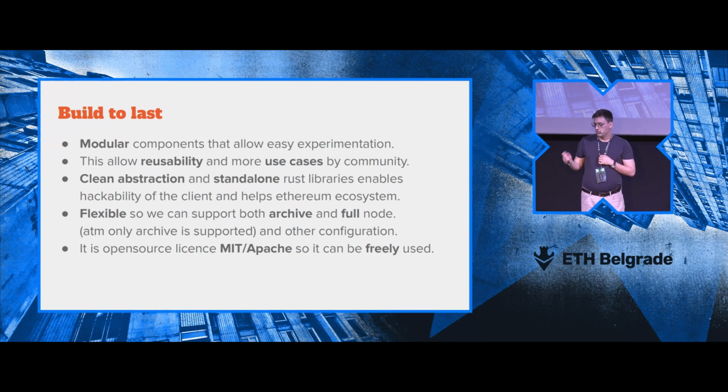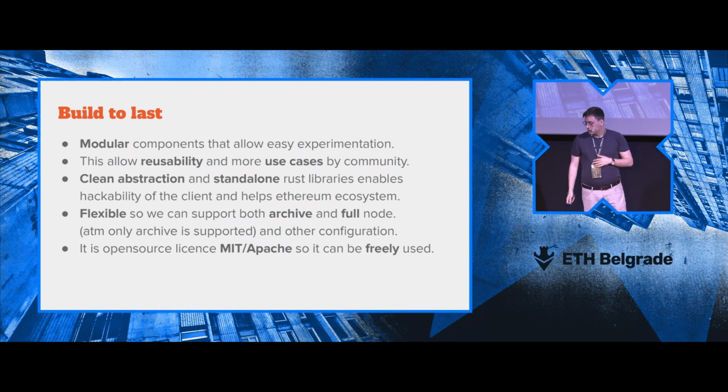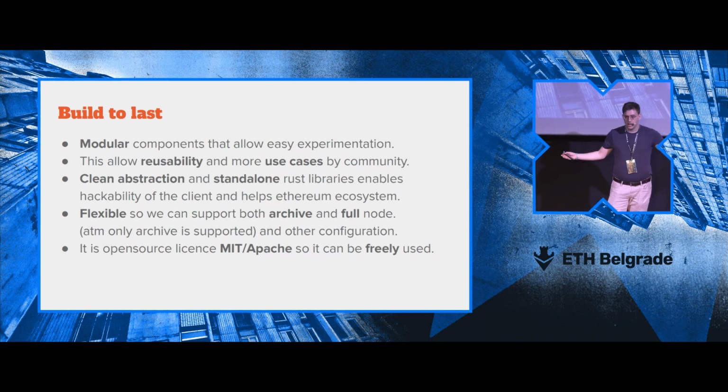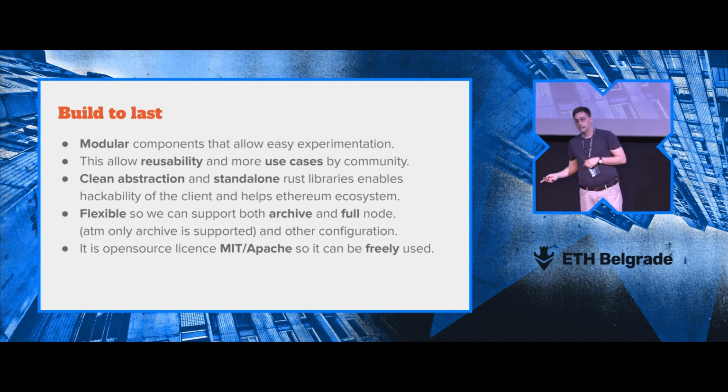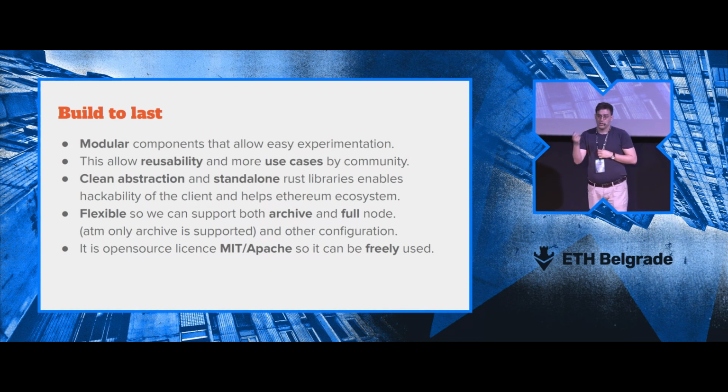Modularity is one of our major points, because we want to be able, if needed, to rewrite components if they don't perform well enough, or to let the community, anybody, use components, add their modifications, and use them with the rest of the system. Clean abstractions and standalone Rust libraries allow that hackability of the code and allow the client to be used in different ways. We want to be flexible in configuration to support both archive nodes and full nodes. We're currently supporting only the archive node, but we will add full node support. And most important, it's MIT/Apache licensed, so anybody can use it. It's open.